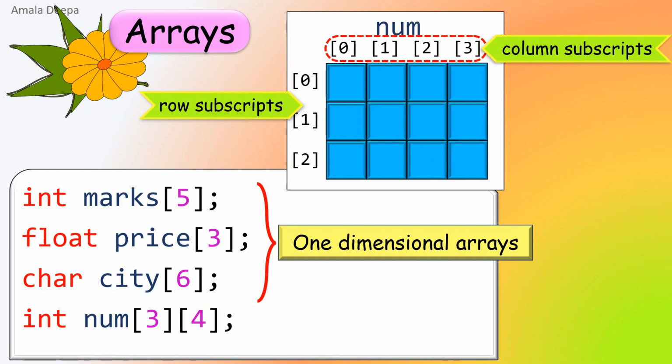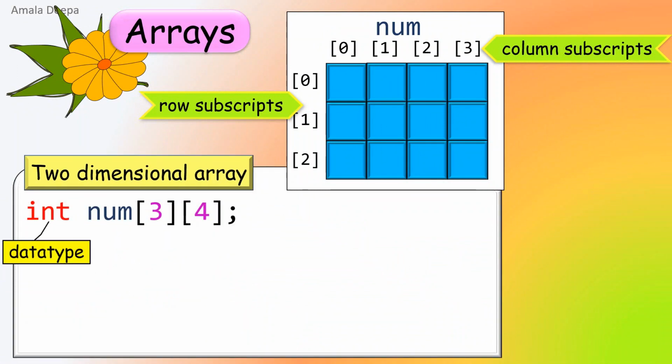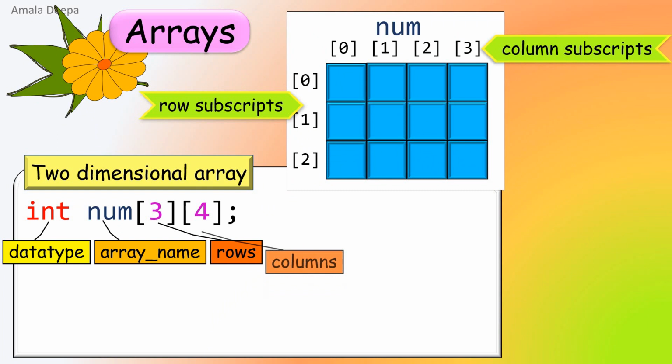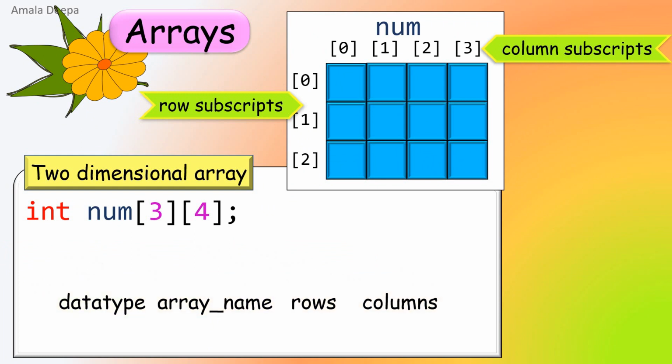When an array has both rows and columns, it is a two-dimensional array. In this two-dimensional array, int is the data type, num is the array name, 3 is the number of rows, and 4 is the number of columns. Therefore, data type, space, array name, and within square brackets the number of rows, and within another set of square brackets the number of columns, followed by a semicolon, is the syntax for declaring a two-dimensional array.